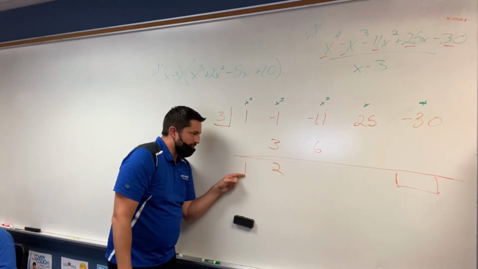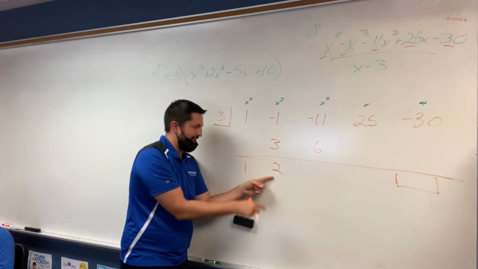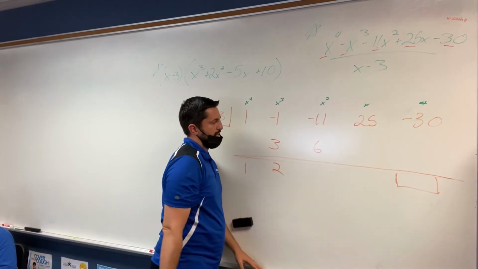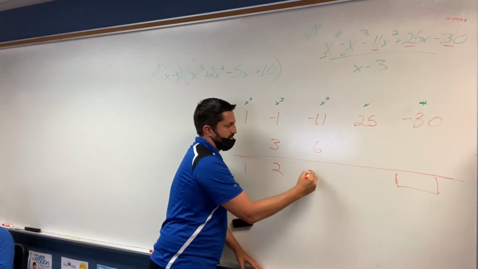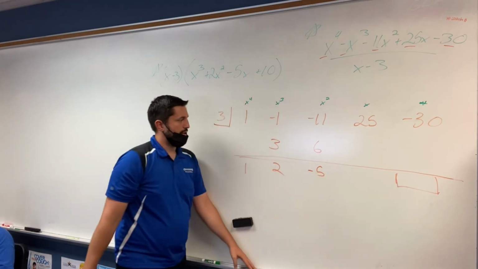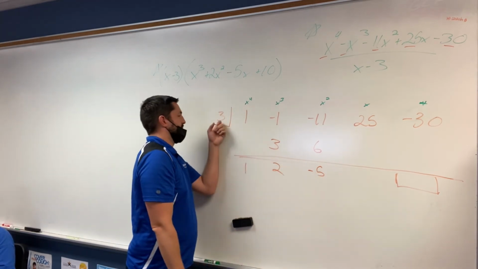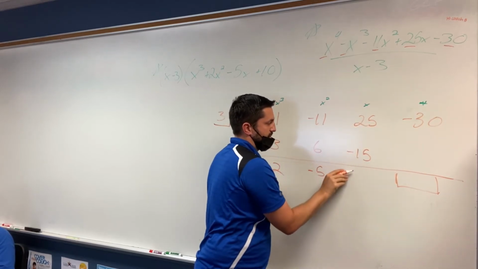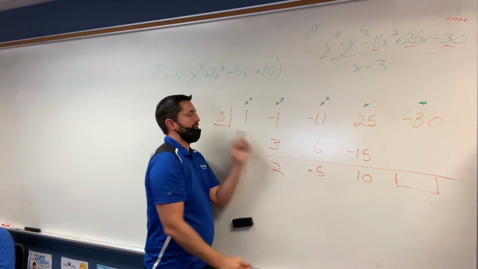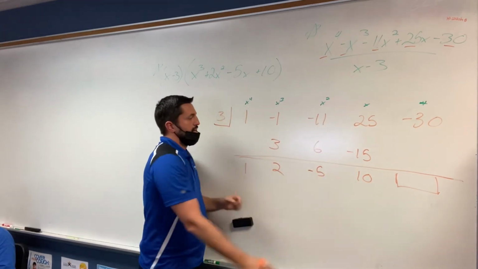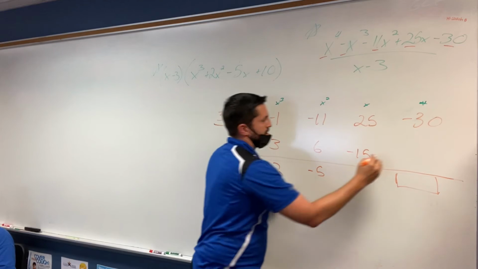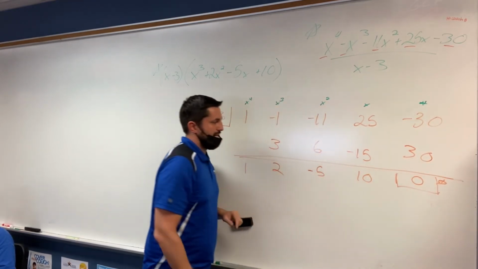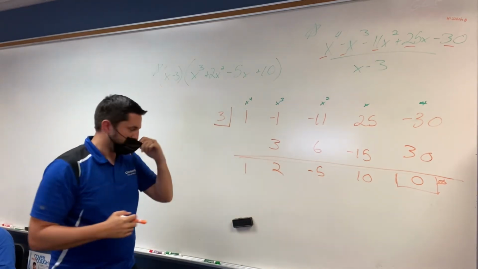And I'm adding down, multiplying by this, adding down, multiplying by this, adding down, so -11 plus 6, I have more negatives than I do positives, so I have -5. -5 times 3 is -15. Add these together, 25 minus 15 is 10. Again, multiplying and then adding. Multiplying, then adding. So I take 10 times 3 is 30. Oh my God, we have 0. Bing, bing, bing. That is the remainder of 0 because I divided evenly.